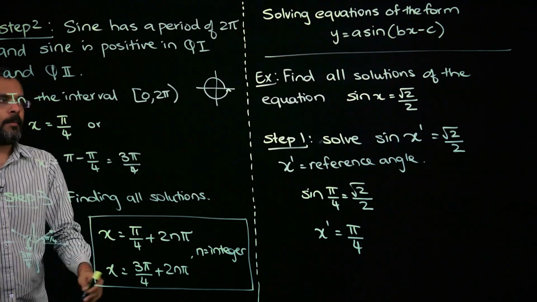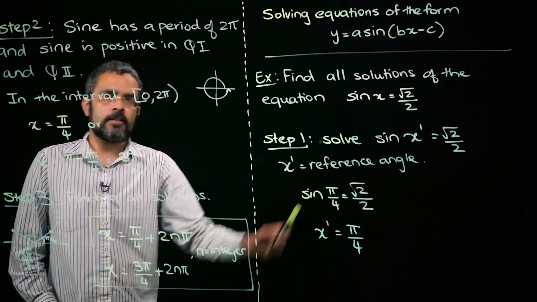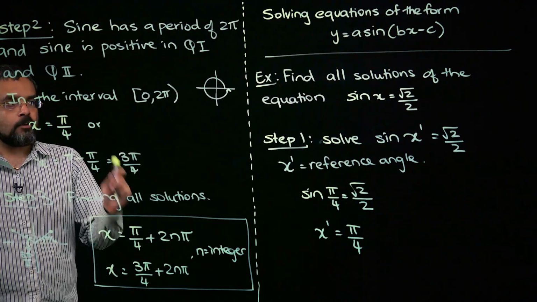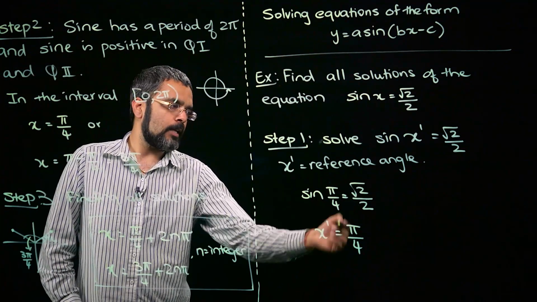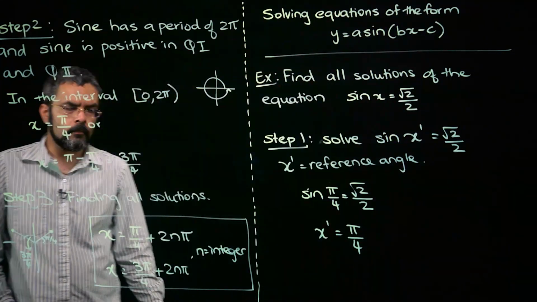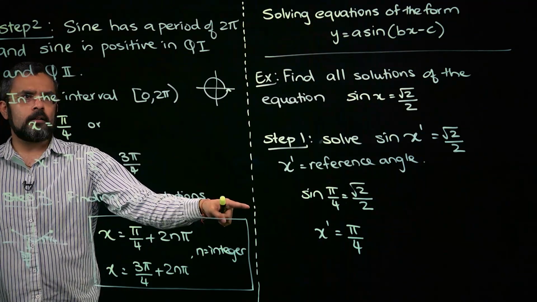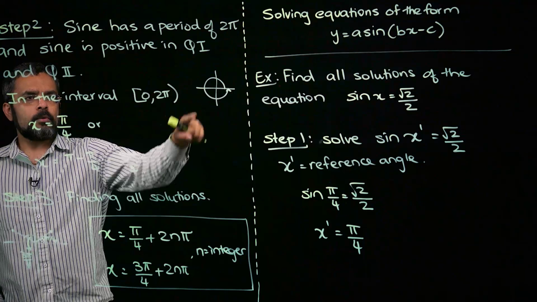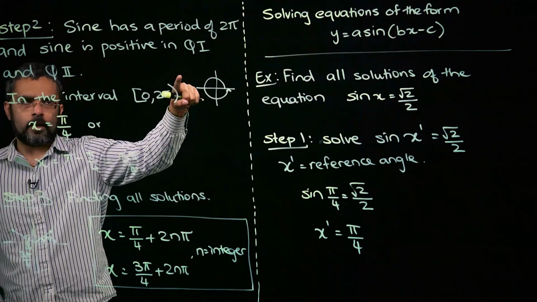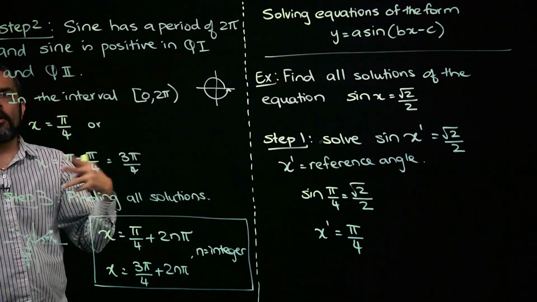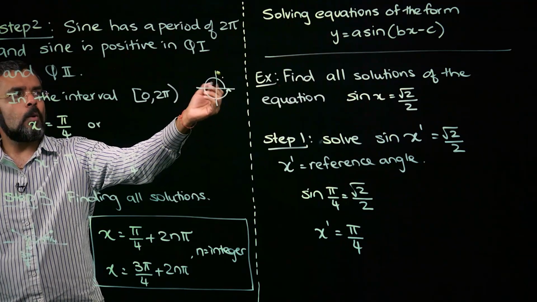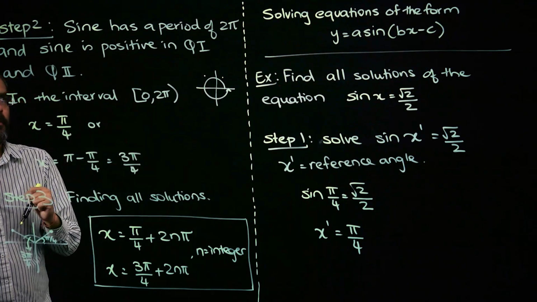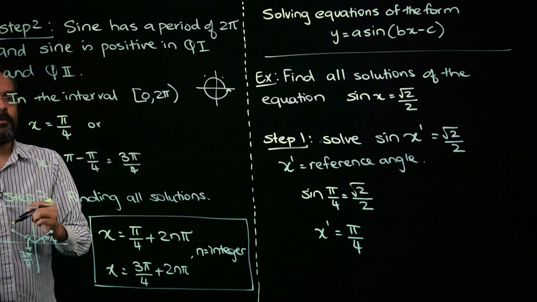Okay, so just a recap: first thing you will do is find a reference angle. And remember the reference angle is always in the first quadrant, so this value will always come out to be positive. Once you have found your reference angle, then think about your unit circle, and then think about where your function is positive. In this case, I have a sine function, so sine is positive in quadrant 1 and quadrant 2.